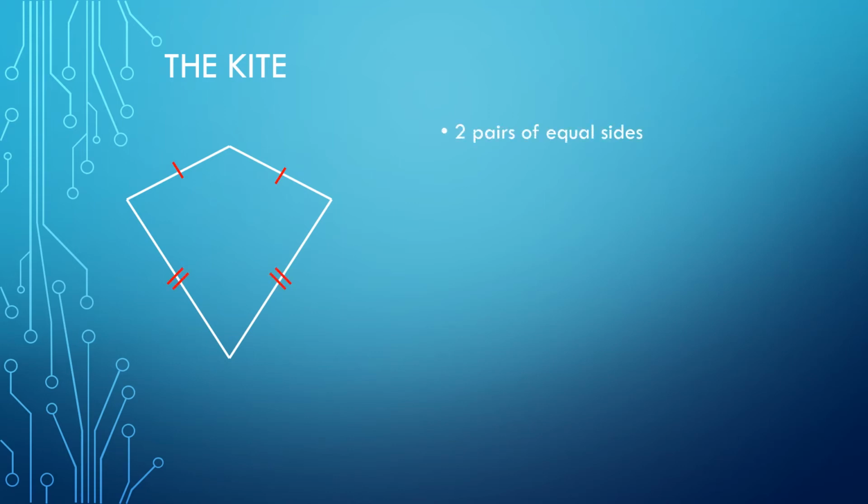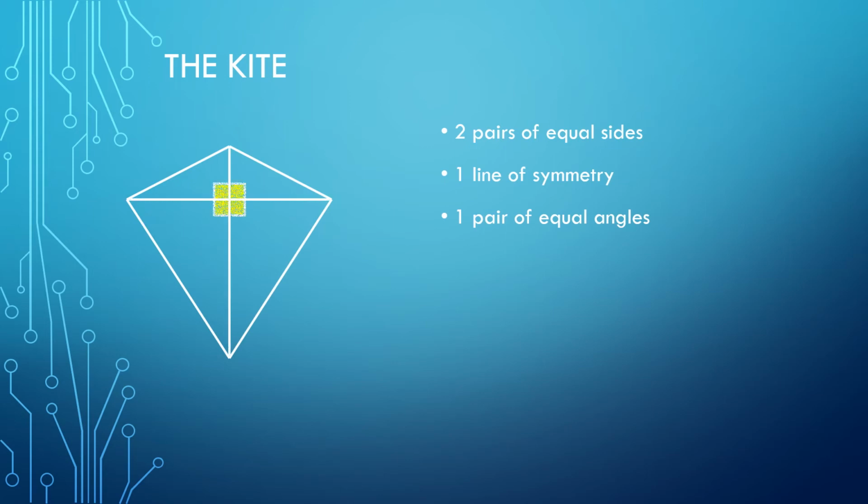Next one then is the kite. Again, when we're looking at these, it has two pairs of equal sides, a trait that is becoming very common in our quadrilaterals so far. It has one line of symmetry, and it has one pair of equal angles. Looking at my diagonals, they meet at right angles, but this time they do not bisect. So they haven't cut each other in half. If we look at our vertical line, we can see that the top part there is much shorter than the bottom part, so they haven't bisected there.